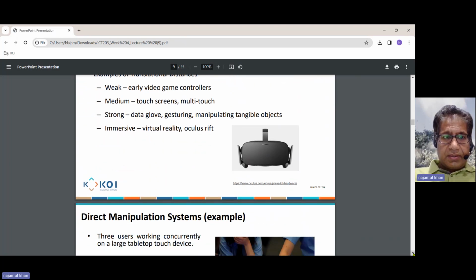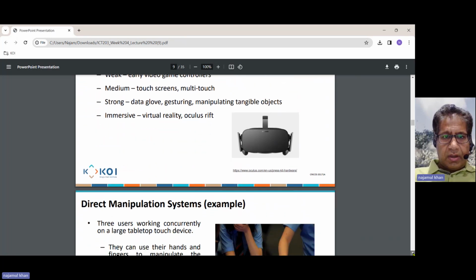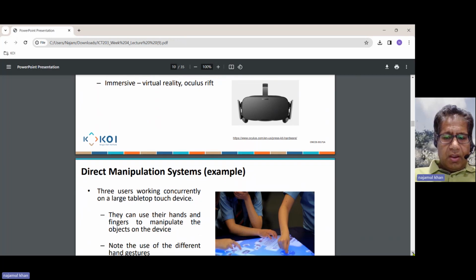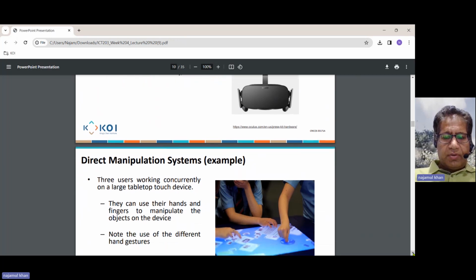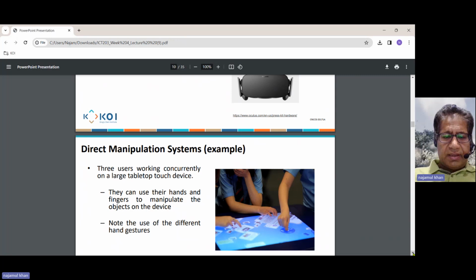All right, let's keep moving to more slides here. We're going to look at direct manipulation systems from another angle. As you can see here, there are three users working at the same time on a large tabletop touch device. These types of devices are getting popular as well. You might not have seen them in many places, but some design places and some organizational environments have these things.